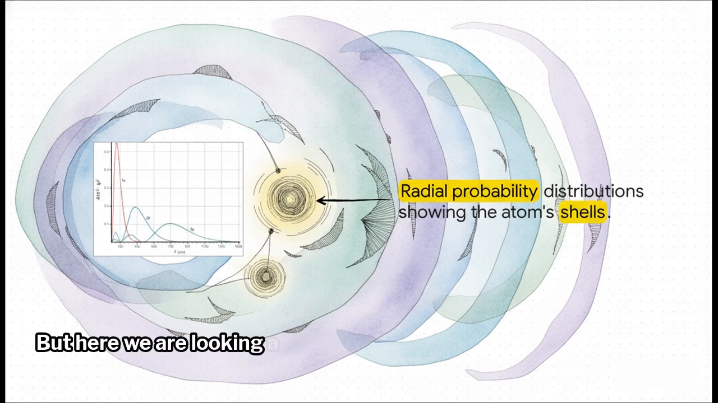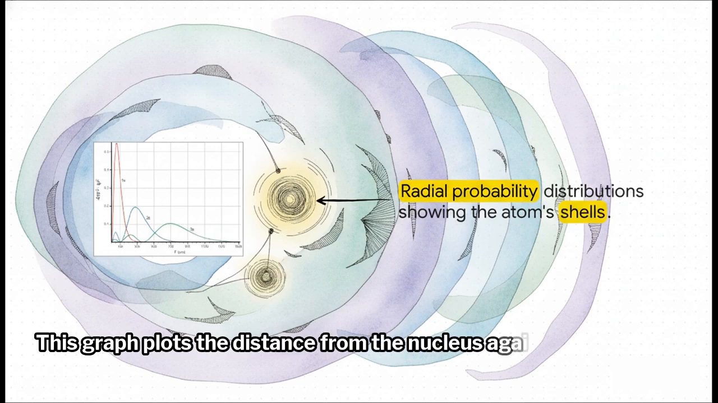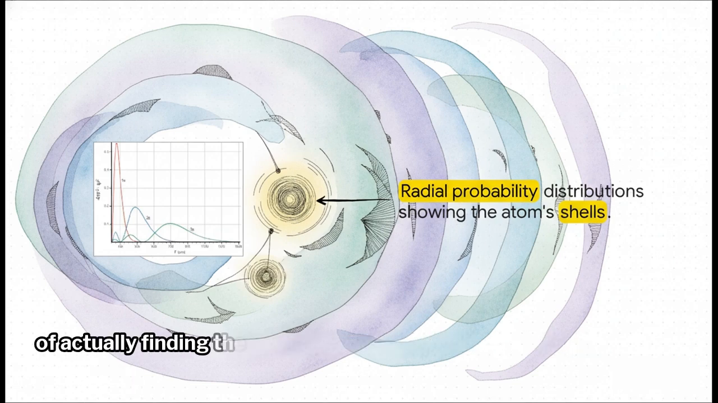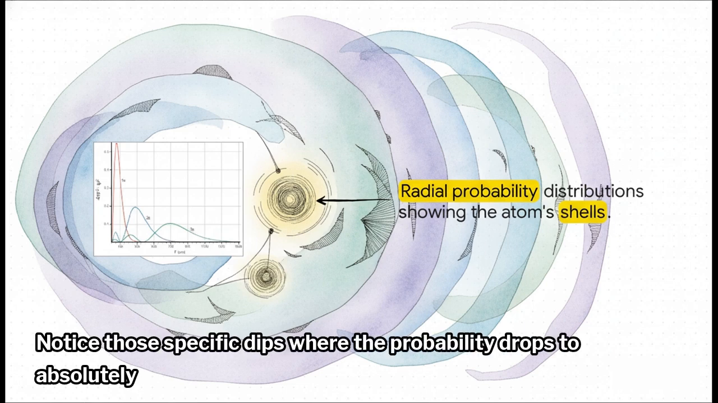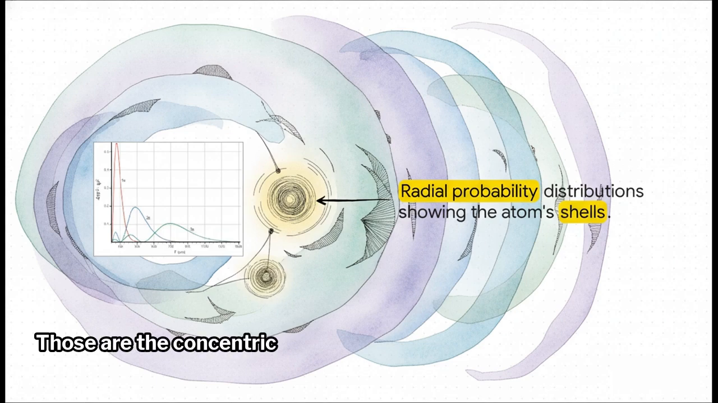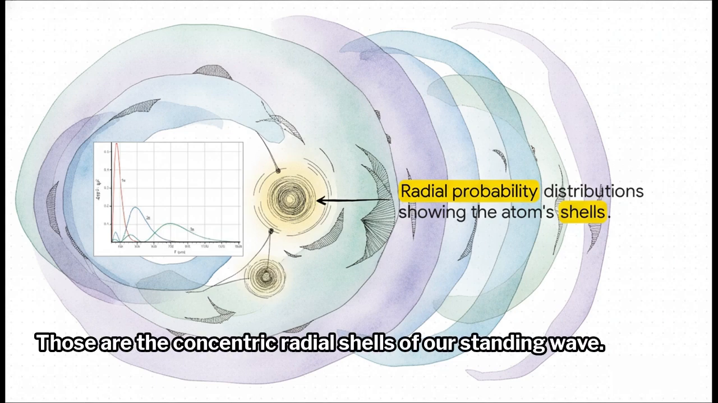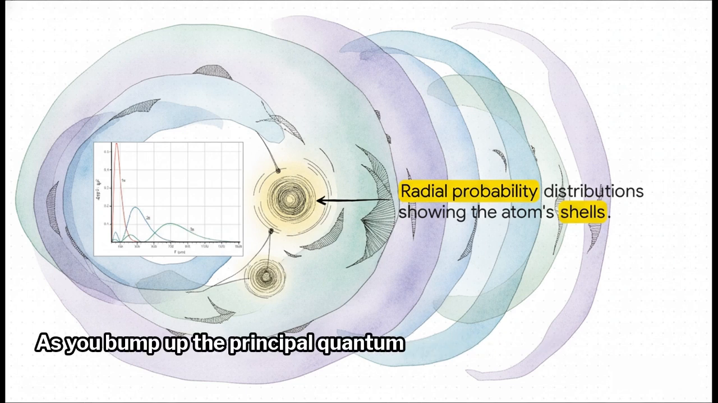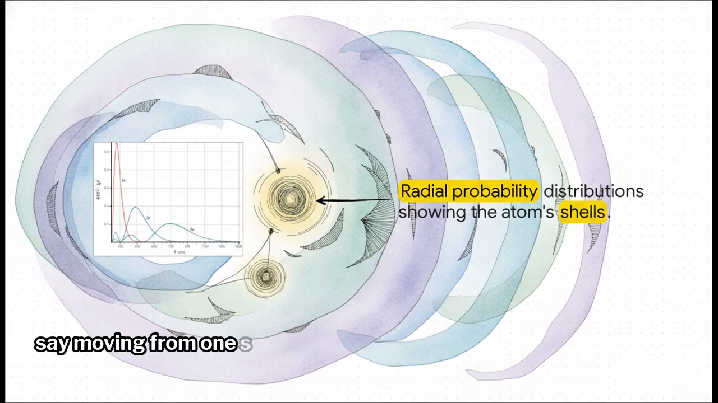But here we are looking at radial nodes. This graph plots the distance from the nucleus against the probability of actually finding the electron. Notice those specific dips where the probability drops to absolutely zero? Those are the concentric radial shells of our standing wave. As you bump up the principal quantum number, say moving from 1s to a 2s to a 3s orbital, the wave's probability physically pushes further and further out from the nucleus.